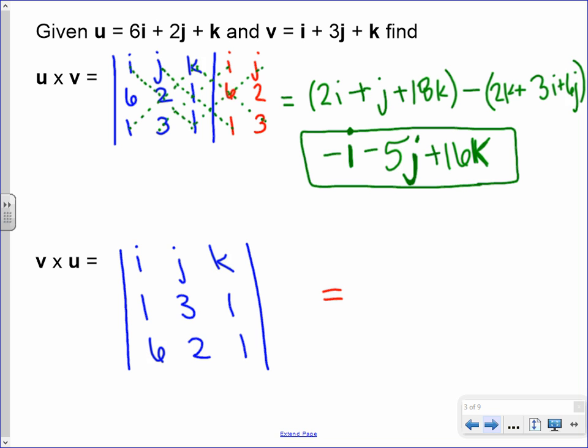And Marissa, what did you get? Negative i plus 5i minus 16k. I mean j. Marissa got negative i plus 5j minus 16k. I can't even say it right. Do you agree?